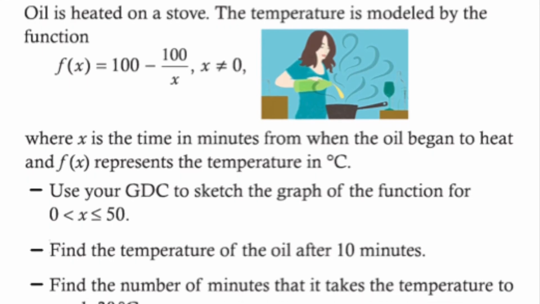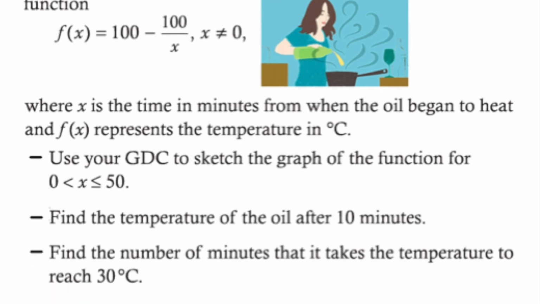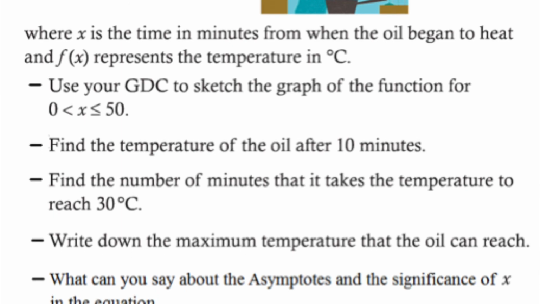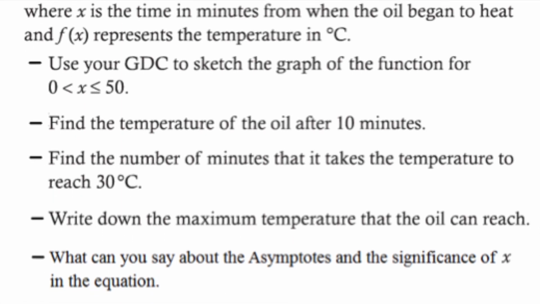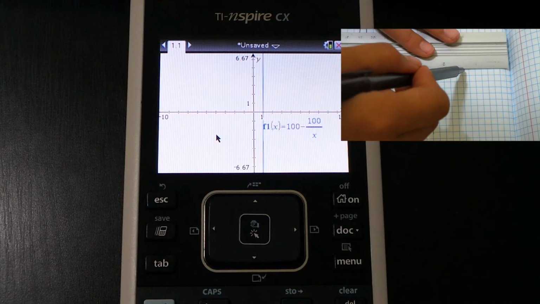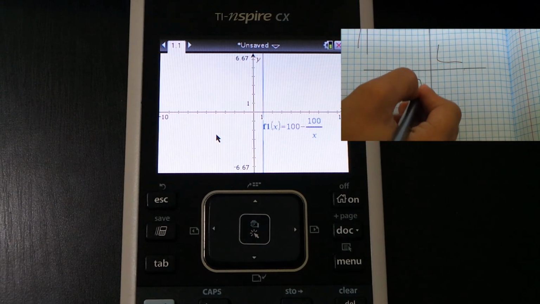Oil is heated on a stove. The temperature is modeled by the function f of x equals 100 minus 100 over x, where x cannot equal 0. 1. Use your GDC to sketch the graph of the function for x is greater than 0, 50 is greater than or equal to x. The function f of x equals 100 minus 100 over x is a reciprocal function.